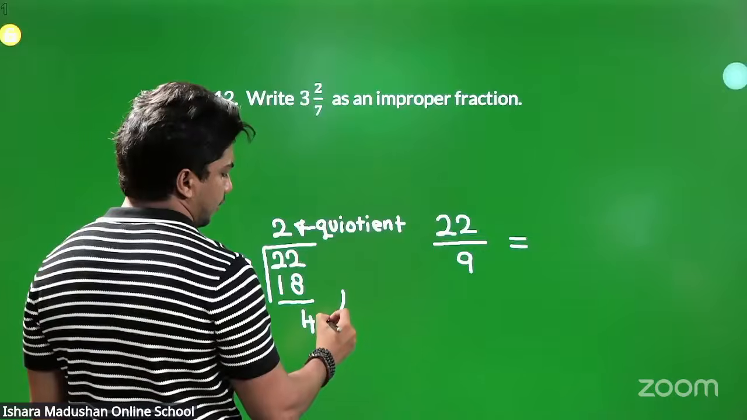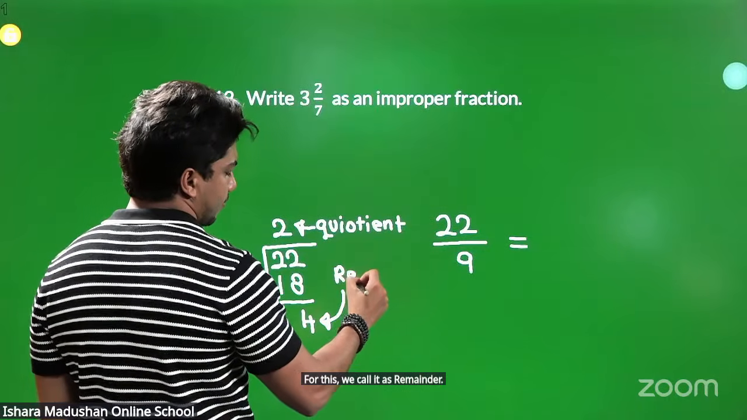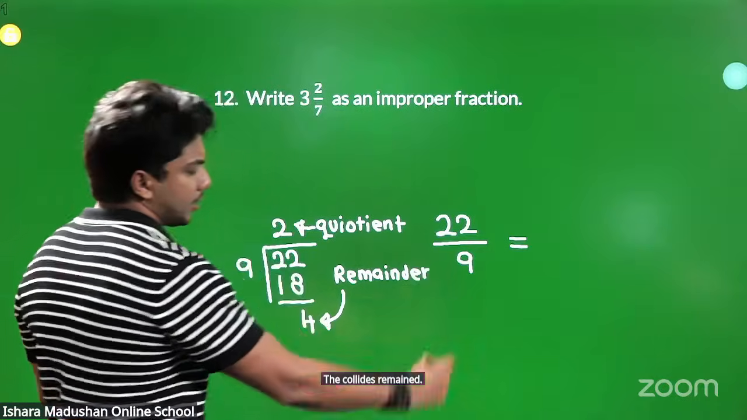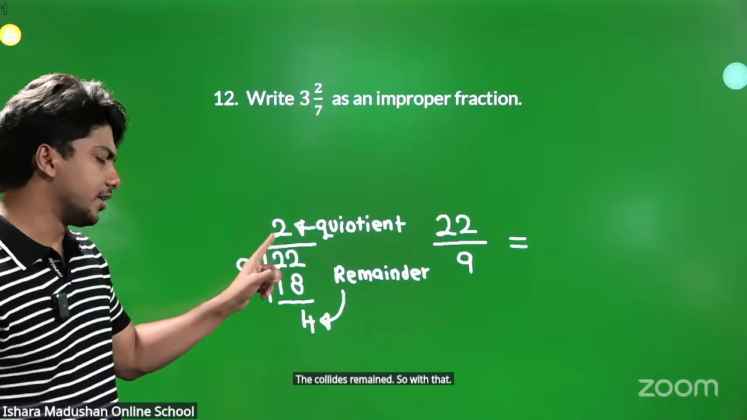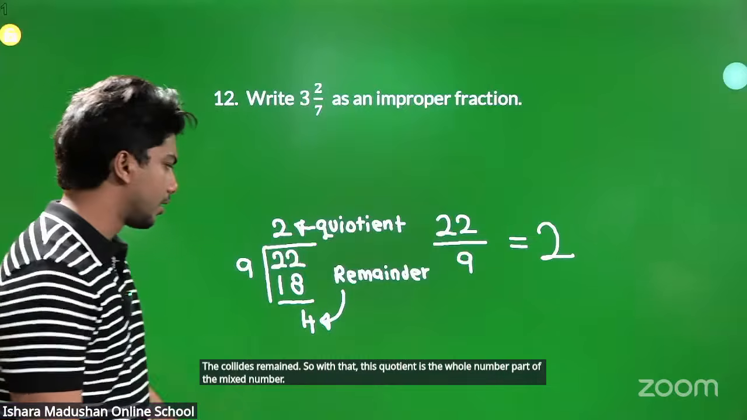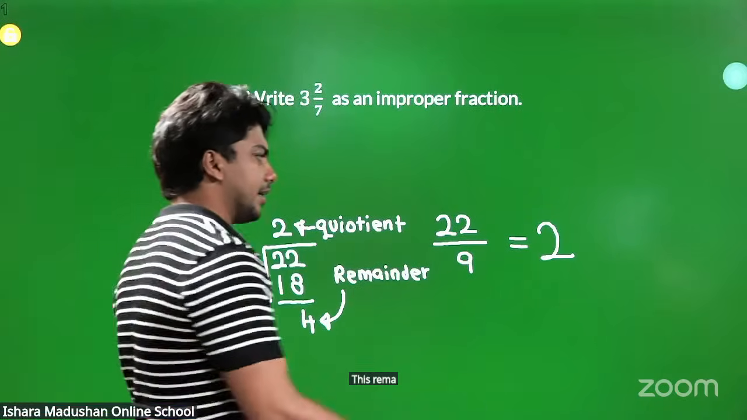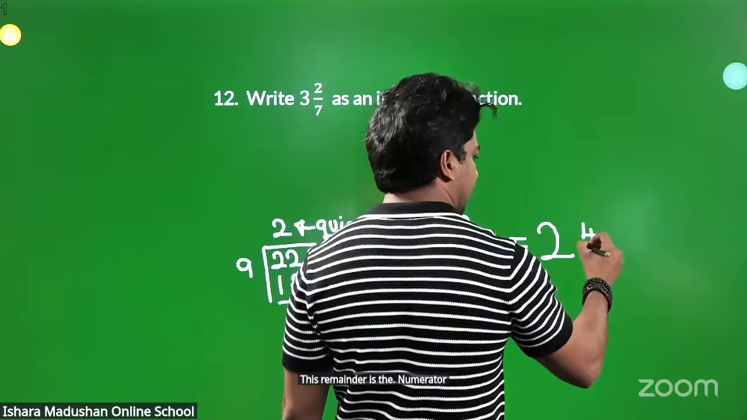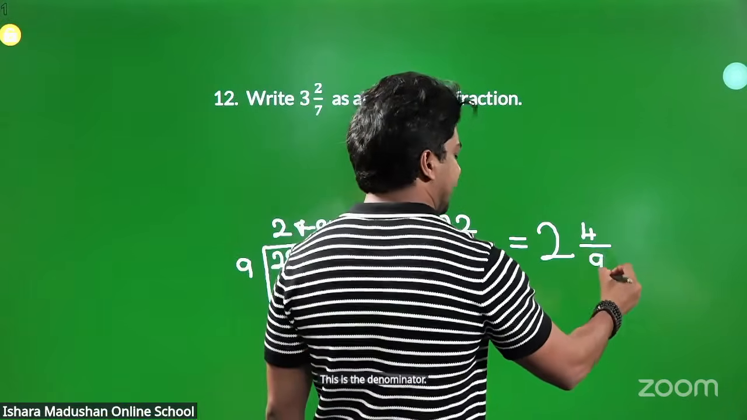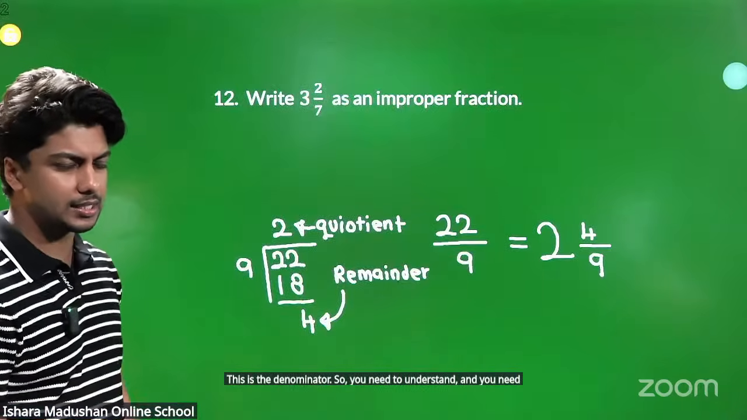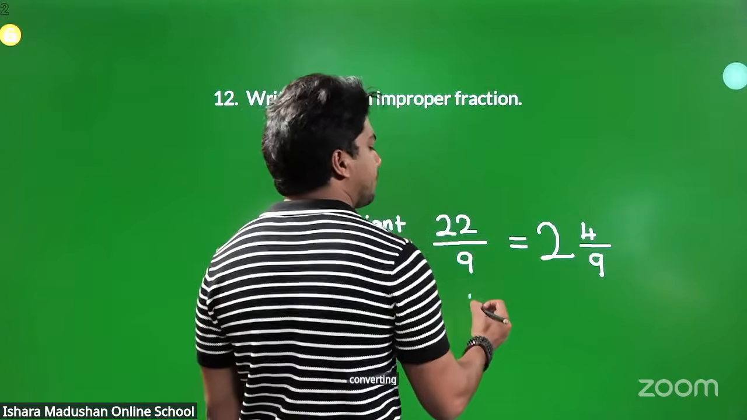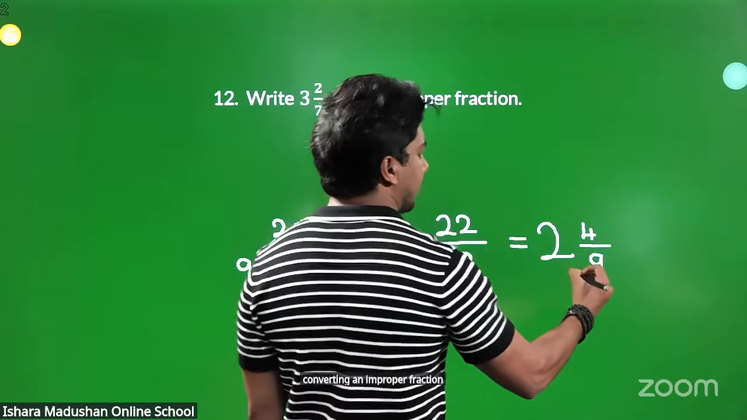We call it the remainder. So Puta, this quotient is the whole number part of the mixed number. This remainder is the numerator of the fraction part. This is the denominator. So you need to have a proper understanding about converting an improper fraction to a mixed number.